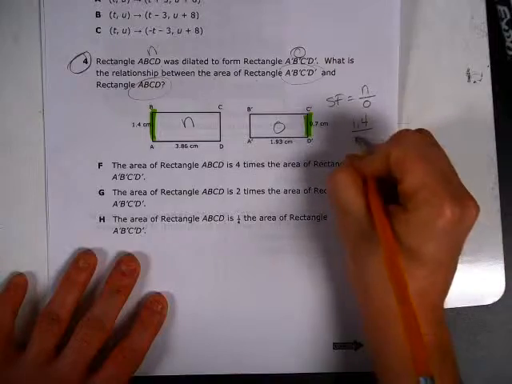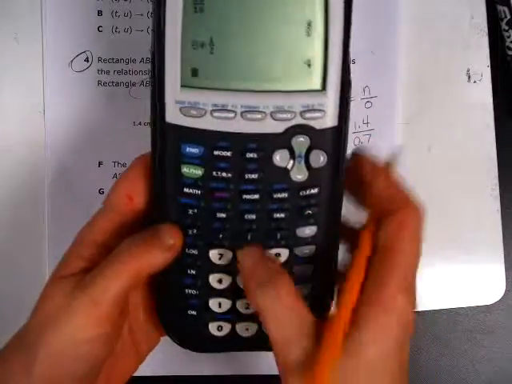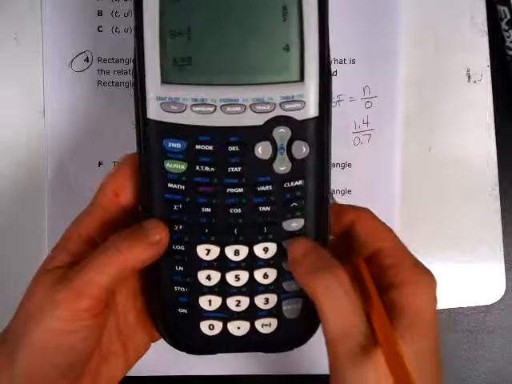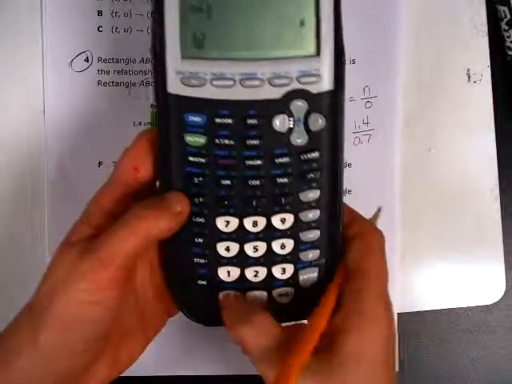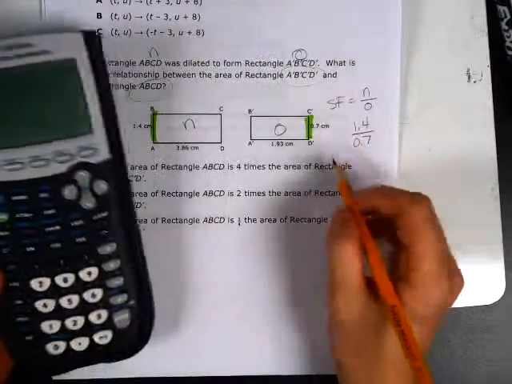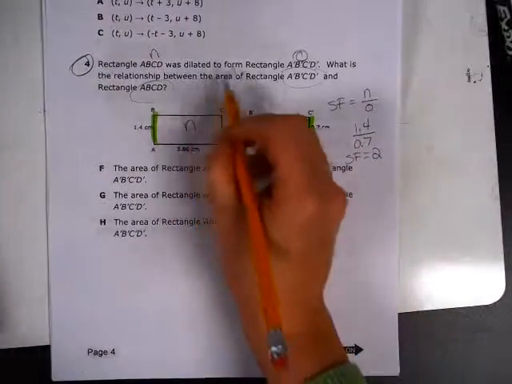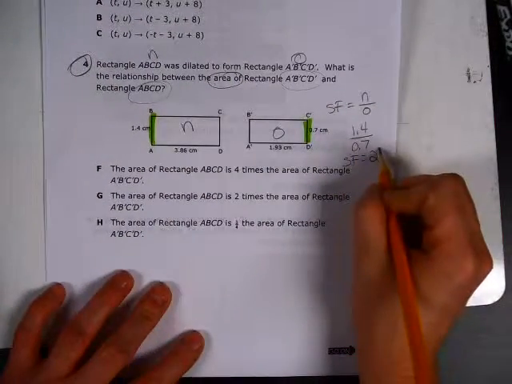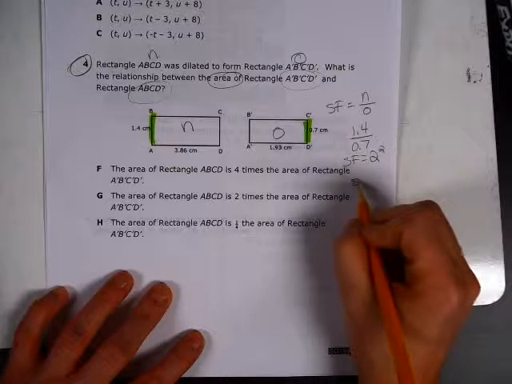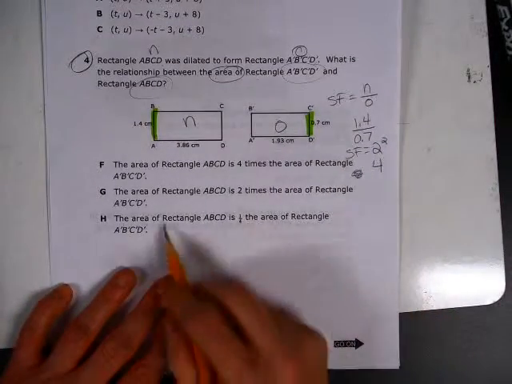1.5 over 0.7. Well, I'm going to put that in my calculator. Alpha, dot plot, 1.4 times 0.7, and voila, I get an answer of 2. So my scale factor is 2. Now, the area, it is 2 squared. So for the area, the scale factor is going to be 2 squared, which is 4. So which one talks about 4?